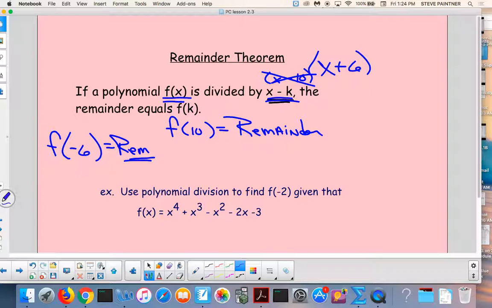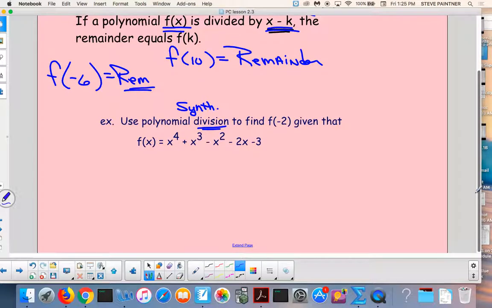Ready? Here we go. Use polynomial division to find f of negative 2, given that this is your function, and I don't want you to directly substitute it in. I want you to use synthetic division to help you find f of negative 2. Go. You did this yesterday, so this should not be very difficult.